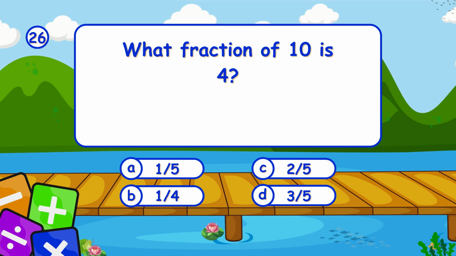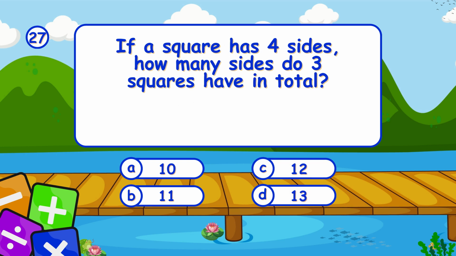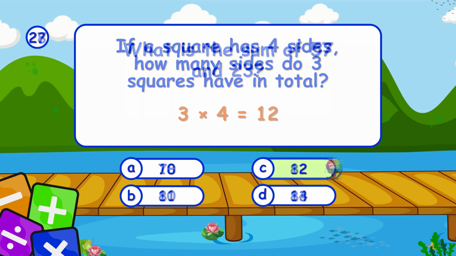What fraction of 10 is 4? It's C, 2/5. 4 out of 10 is 2/5. If a square has 4 sides, how many sides do 3 squares have in total? It's C, 12. 3 squares have 4 sides each, so 3 times 4 equals 12.